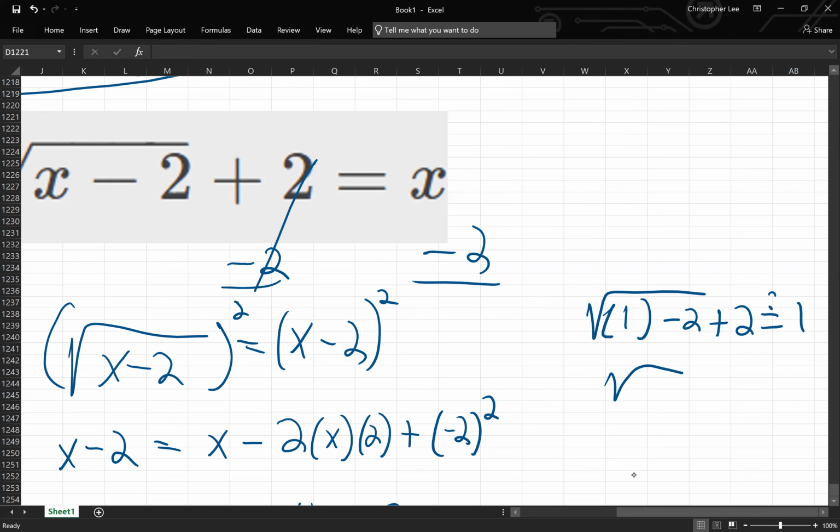This becomes square root, what's that, 2i plus 2 does not equal 1. And in fact, this doesn't equal 1, so there's no solution here. No solution.